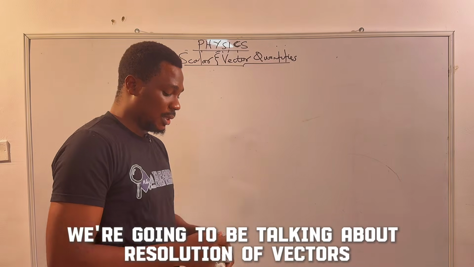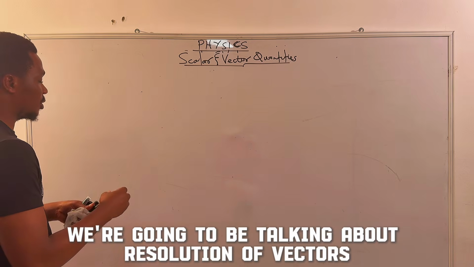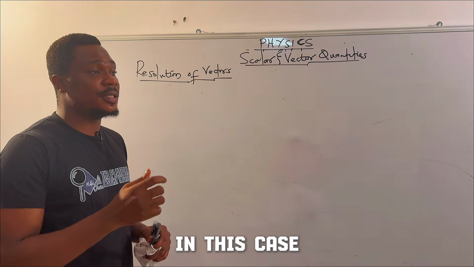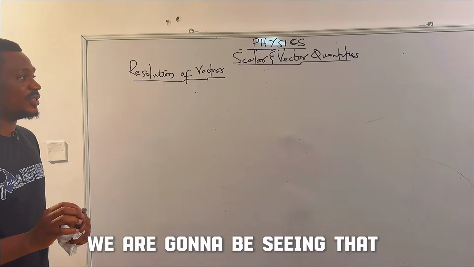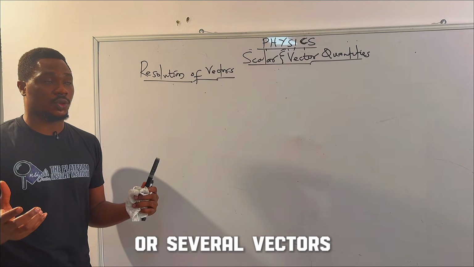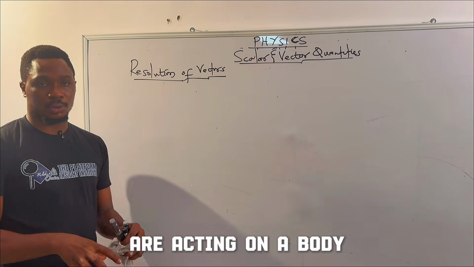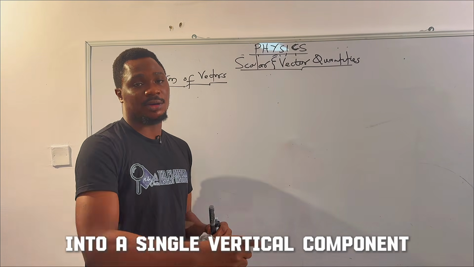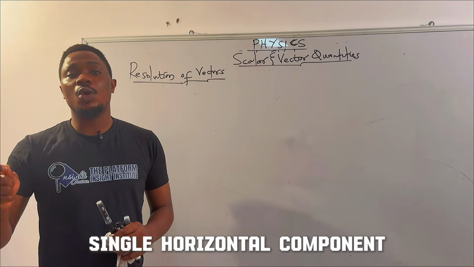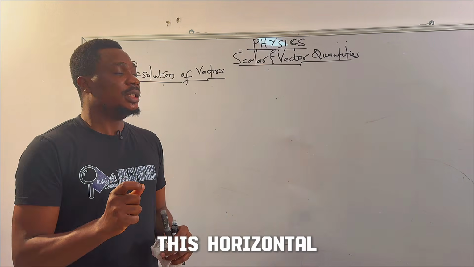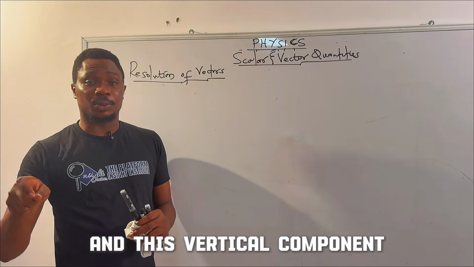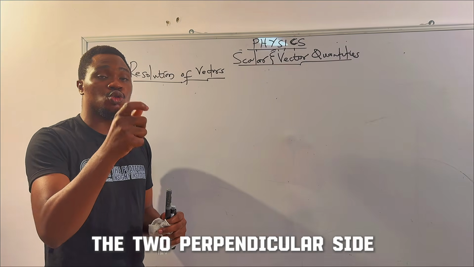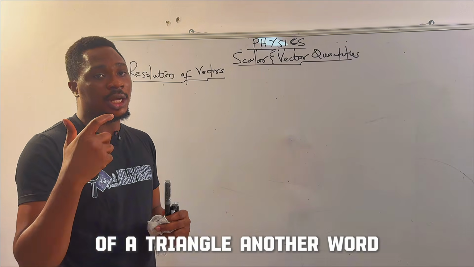Today, we're going to talk about resolution of vectors. In resolution of vectors, we are going to see that several forces or several vectors are acting on a body. So we want to resolve those vectors into a single vertical component and a single horizontal component, such that this horizontal and this vertical component of these forces or vectors represent the two perpendicular sides of a triangle.